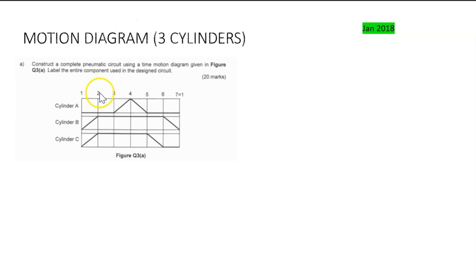Today we're going to do the pneumatic circuit. For this motion diagram, we have 3 cylinders, and the first step is to label. At time 1 we have B plus, C plus. At time 2 we have nothing here, and then at 3 we have A plus, and then the 4th we have A minus, and then the 5th we have C minus, and the last one, we have B minus.